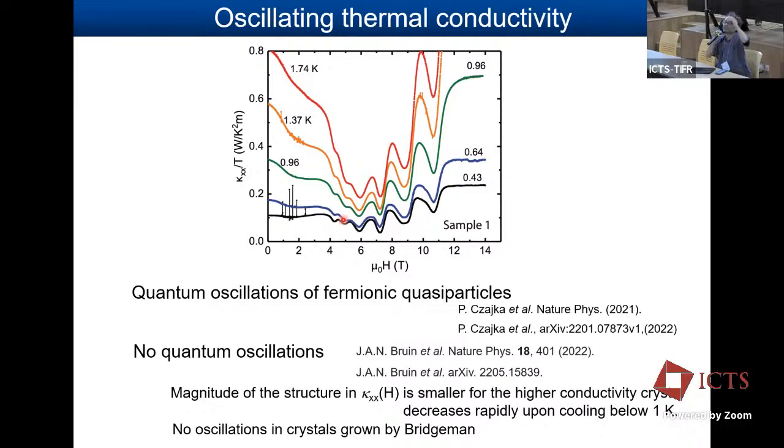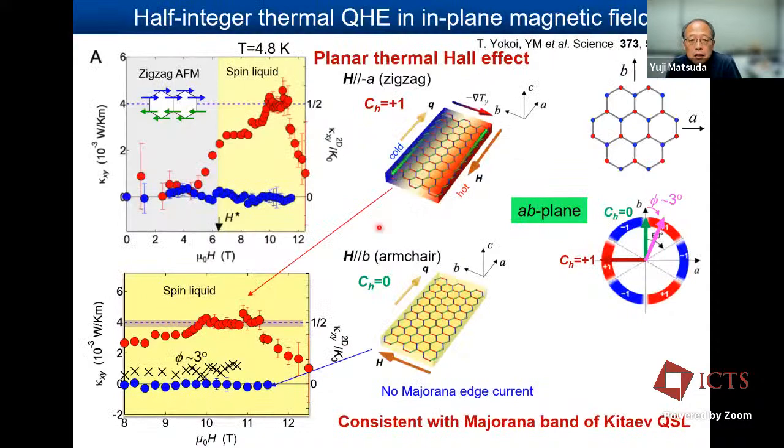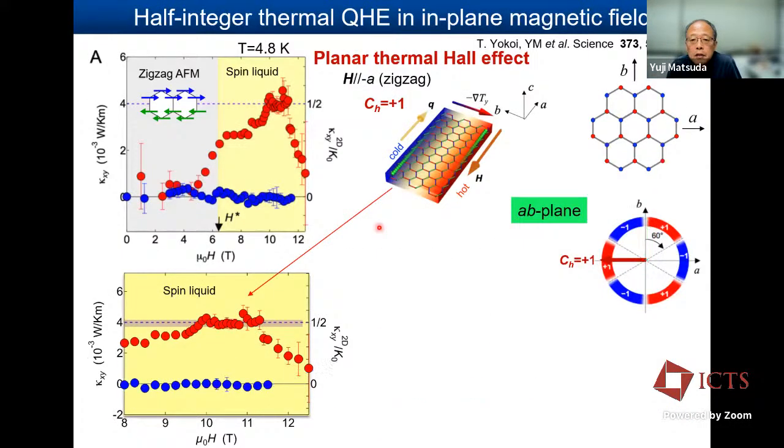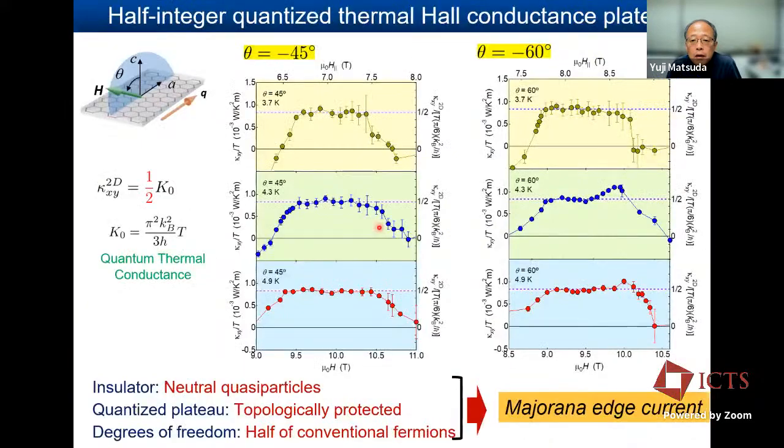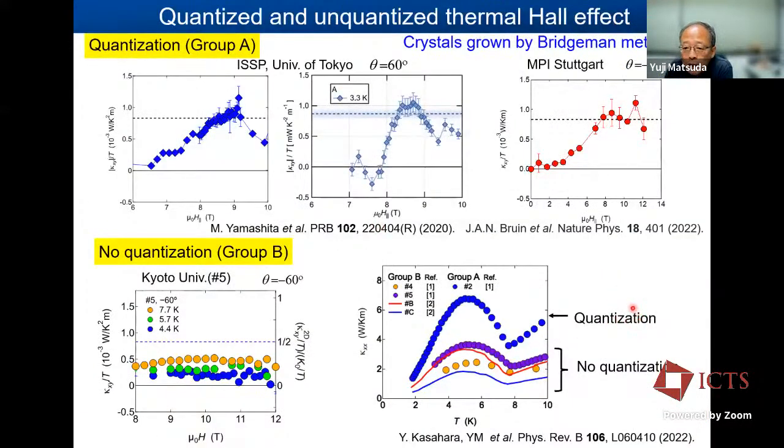So what about the zero magnetic field data? Are there already differences in these two classes of samples? Zero field data is more or less similar between the two groups. It shows the enhancement below the Néel temperature. So with zero field data it is very hard to distinguish a crystal grown by Bridgman or CVT. Both show very similar temperature dependence, but the magnetic field dependence is very, very different.